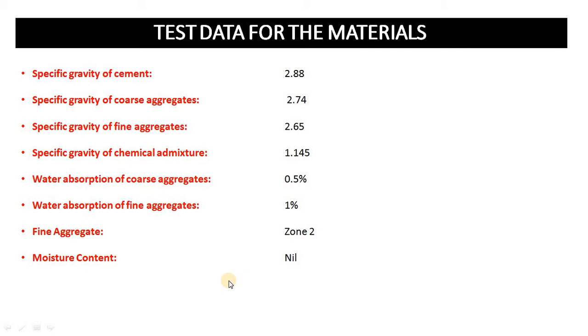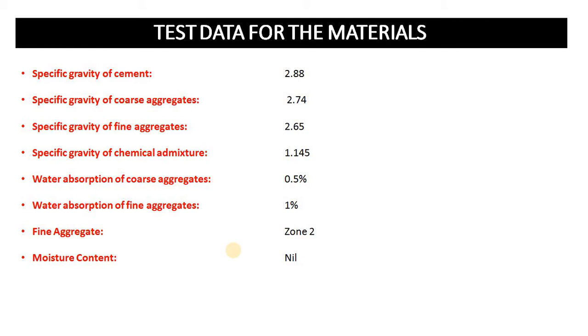Here is the test data for the materials. The specific gravity of cement provided is 2.88, specific gravity of coarse aggregate 2.74, specific gravity of fine aggregate 2.65, specific gravity of the chemical admixture is 1.145. Then the water absorption for coarse aggregate is 0.5%, water absorption for fine aggregate 1%, and the fine aggregate is of zone 2, and the moisture content is nil.